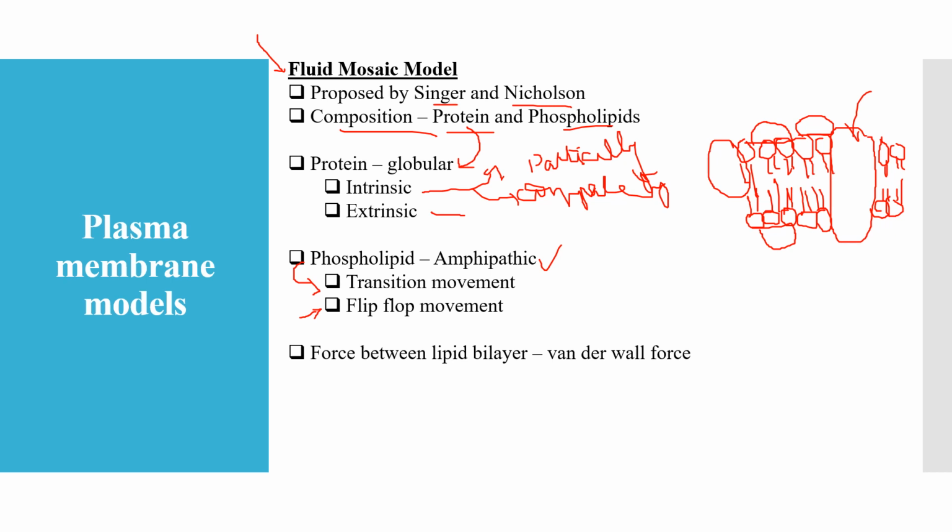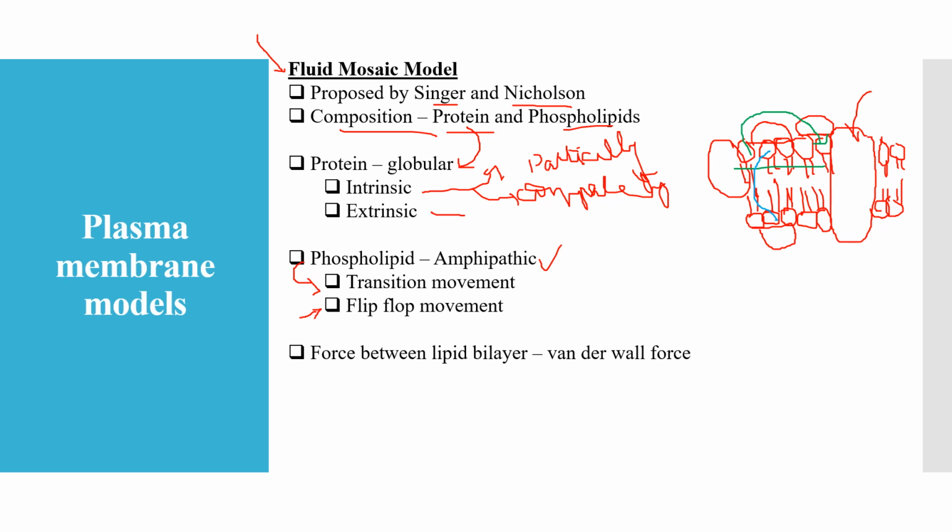So if this is one lipid layer, and there is an exchange between the lipid molecules in the same layer, where this molecule is exchanged with this molecule, then it is called transition movement. But in flip-flop movement, this molecule is exchanged with a lipid molecule in the other layer.